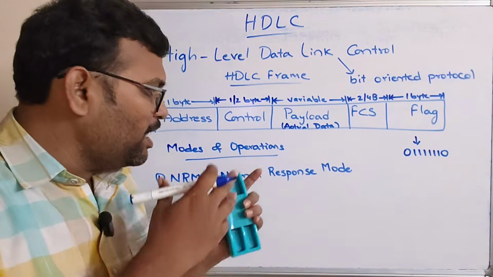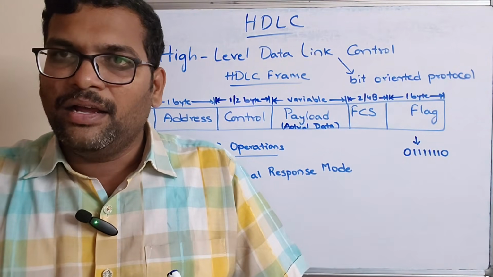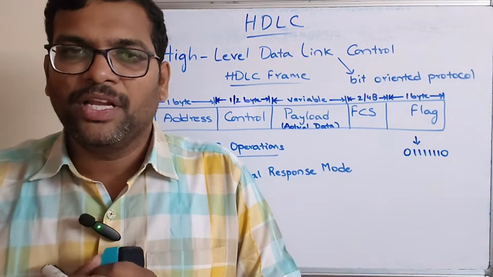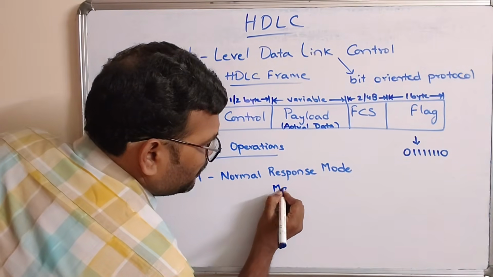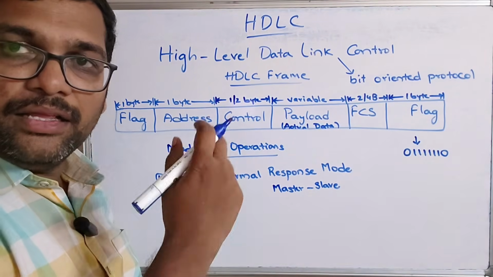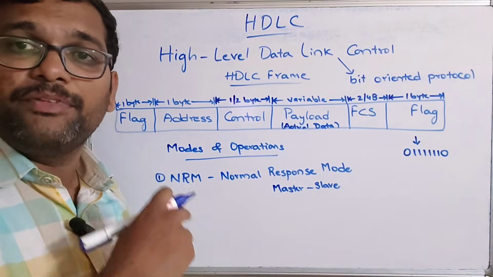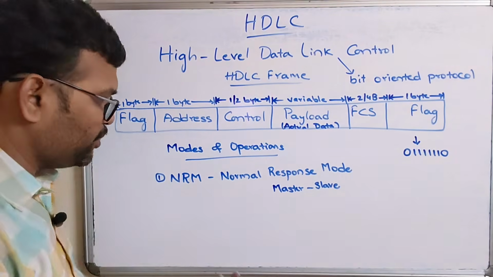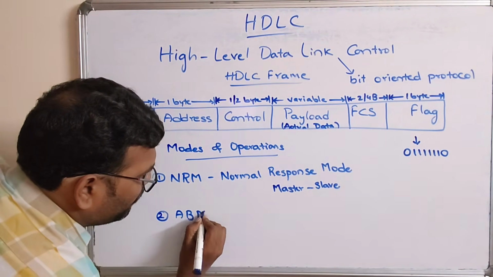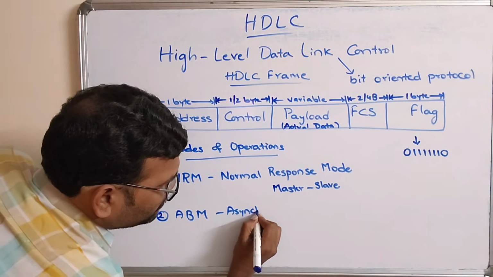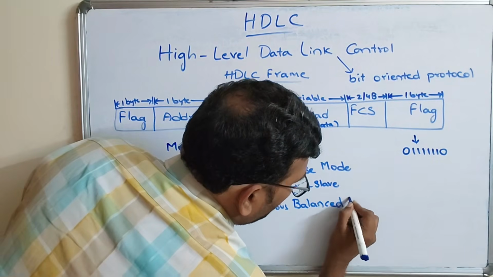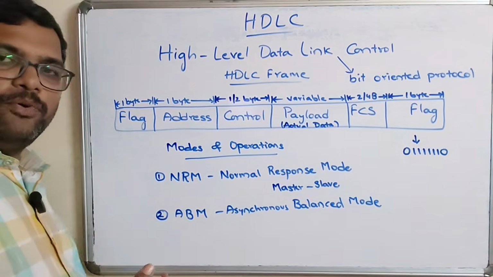Similarly in normal response mode, the sender will send the data and the receiver will send data only with the permission of the sender. Simply we can say it is a master slave architecture. Until the receiver gets permission from the sender, the receiver can't send the information. That's normal response mode. And the second one is ABM, which stands for asynchronous balanced mode. It is quite the opposite of NRM.